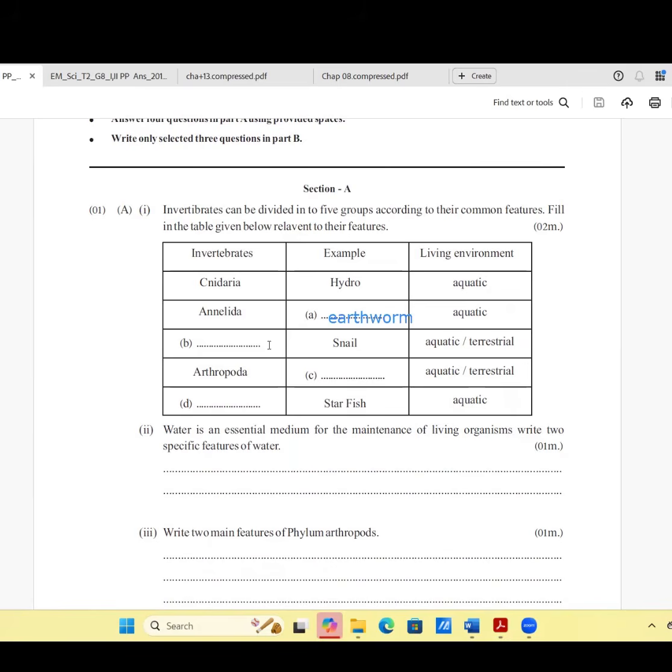Example snail, then the invertebrate group is mollusca. Snail, aquatic or terrestrial environments. Arthropoda, example, you can write any insect here. I'll write millipede. Aquatic or terrestrial environments. Example starfish in aquatic environment. The type is echinodermata.